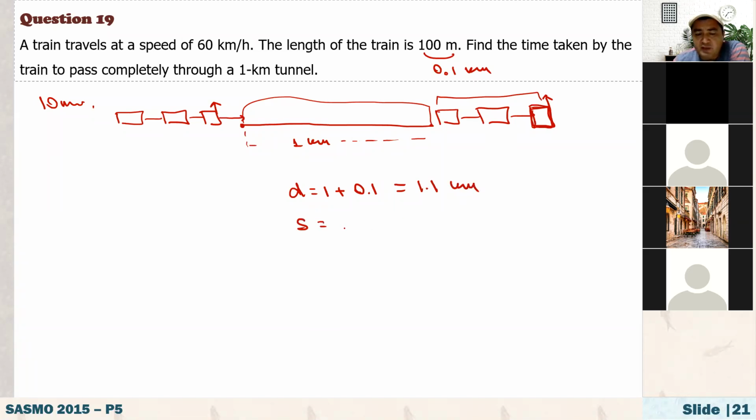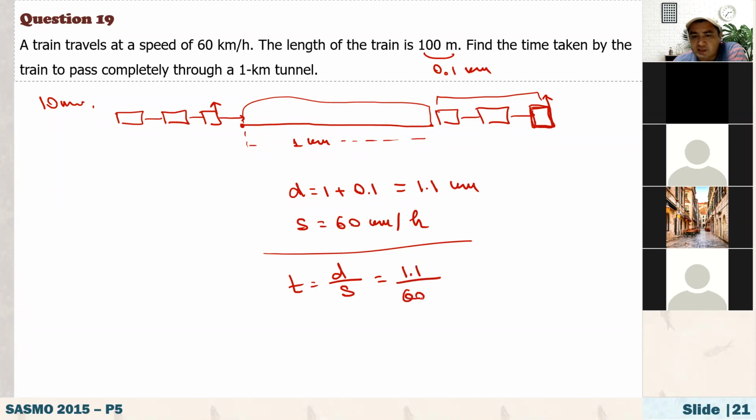And what is the speed of the train? It is 60 kilometers per hour. So to find the time, what is the time? It is distance over speed. Distance is 1.1 kilometers over 60. So the time is in hours, right? To change this into minutes, we need to multiply by 60. 1.1 over 60 times 60 minutes, which is equal to 1.1 minutes.